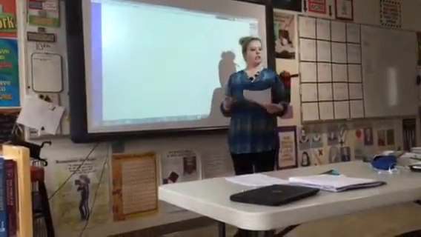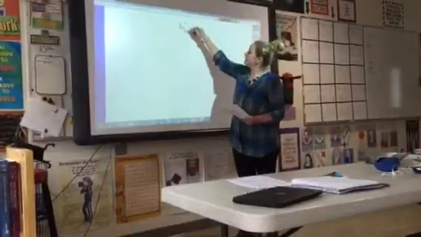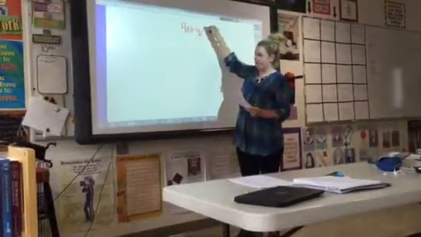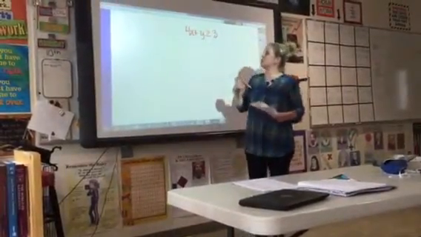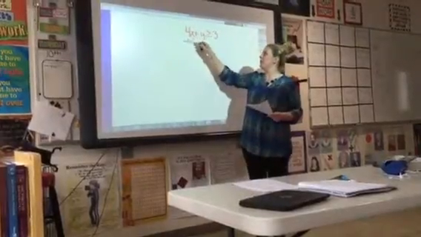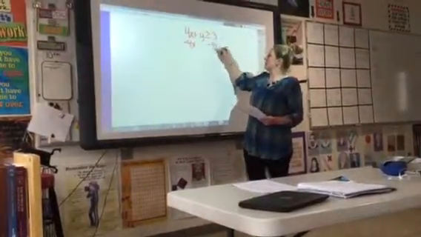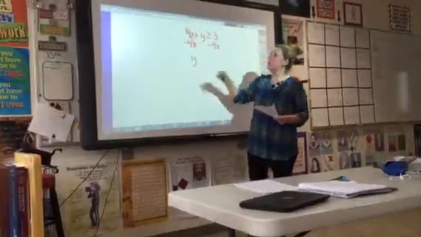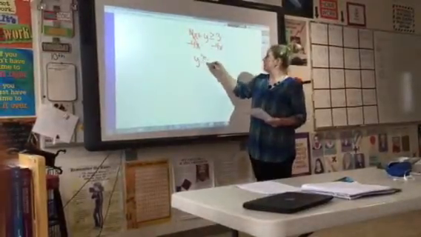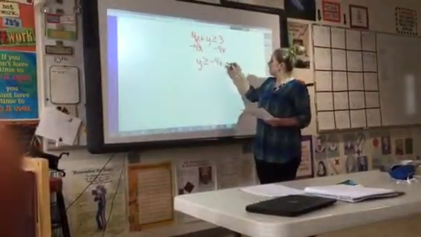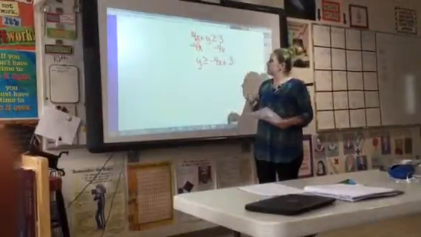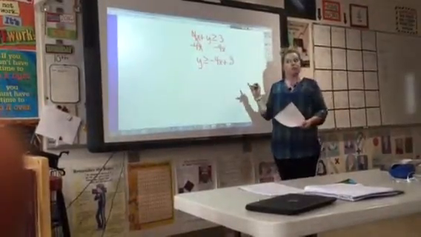So, to start over, we were putting this into slope-intercept form, okay? So this is how it was given to us. We needed to move the x term over here because we want y by itself. So y is greater than or equal to negative 4x plus 3. Now, is this in slope-intercept form?